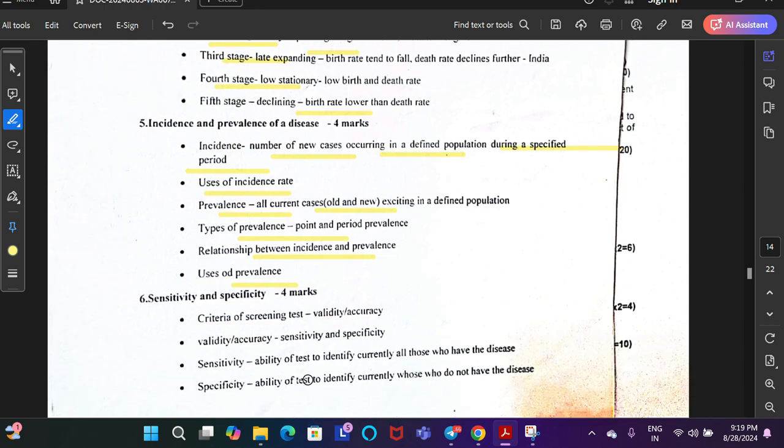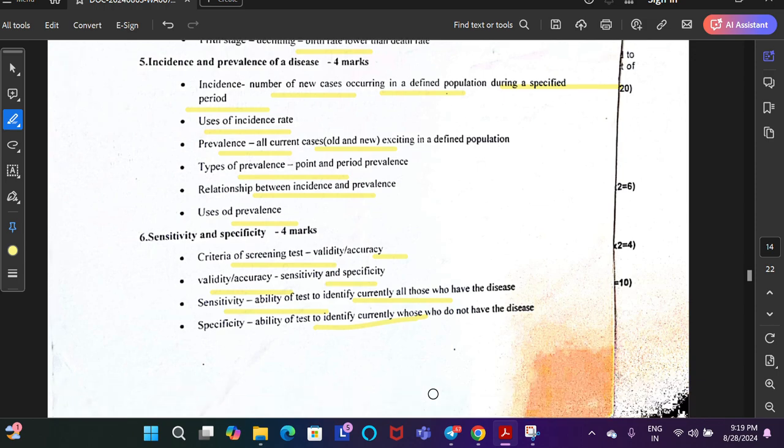And what is specificity and sensitivity of a screening test? The criteria of a screening test, or the validity or the accuracy. Validity or accuracy is sensitivity and specificity. Sensitivity: ability of a test to identify correctly all those who have the disease. Specificity: ability of the test to identify correctly those who do not have the disease.